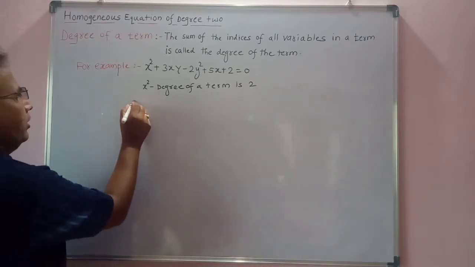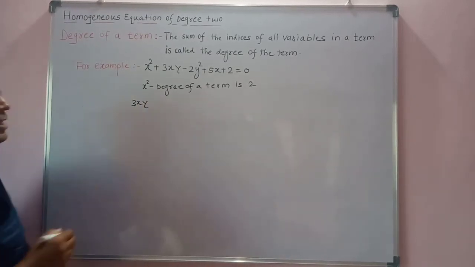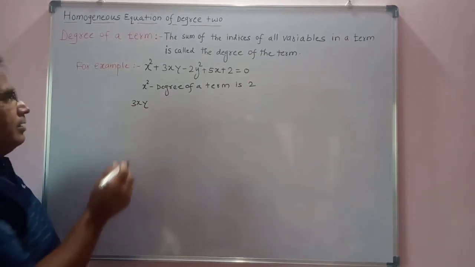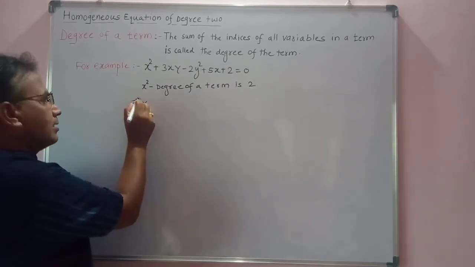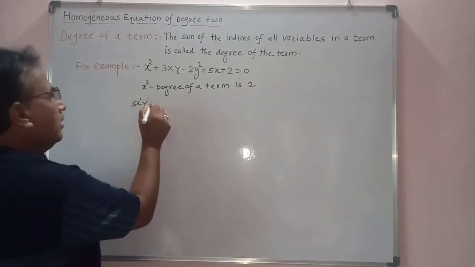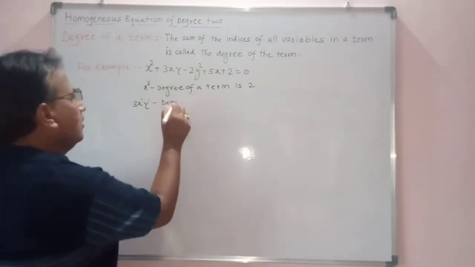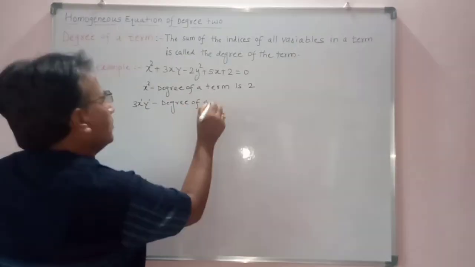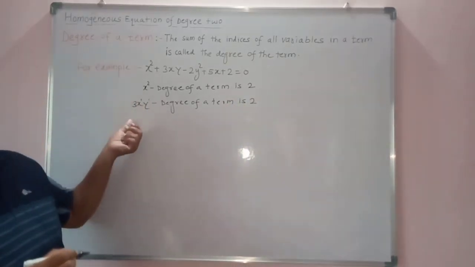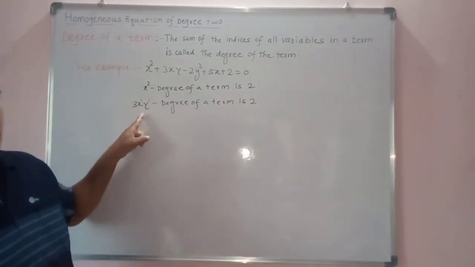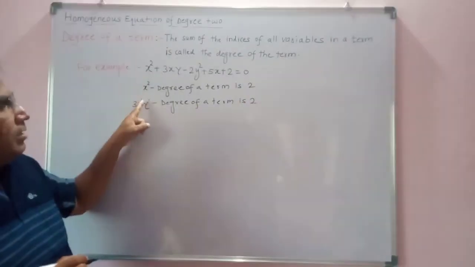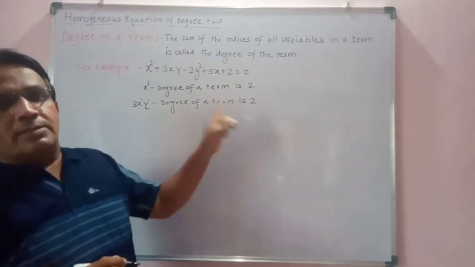Next is 3xy. 3 into xy, there are two variables. The first variable is x and the second variable is y. The degree is the sum of all indices, meaning x raised to 1 and y raised to 1. The degree of x is 1, the degree of y is 1, and the sum is 2. The degree of the term is 2.